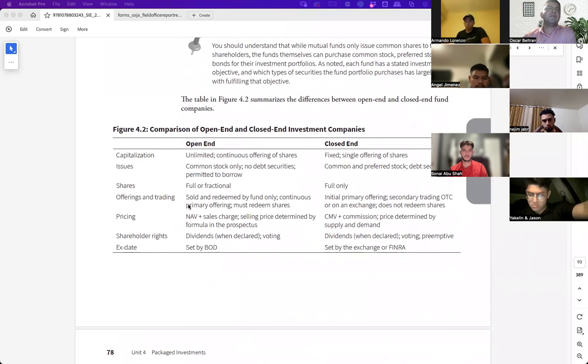All right, so this little chart here, be sure that you guys memorize it. It shows you the difference between open-end and closed-end in a simple way you guys can look at. So right here tells the capitalization is unlimited. They're going to keep on buying new shares. Closed-end is going to be fixed, single offering of shares, and issues only common stock, no debt securities, but it's permitted to borrow. Okay, and for open-end right here is common, preferred stock, debt securities, etc. So make sure you guys memorize this little chart for open-end and closed-end, and it'll definitely help you guys to actually pass the exam.